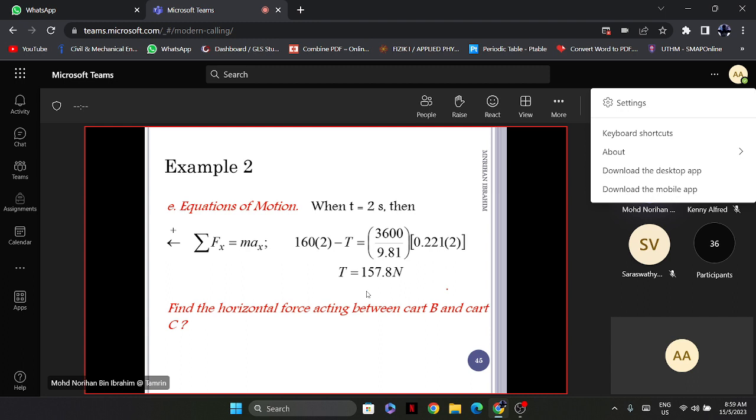Let's say if you want to solve this one, of course you need to draw the free body diagram of cut B, identifying all of the forces which act on cut B, and then apply the same step of applying the equation of motion for cut B. You will get the answer: what is the horizontal force acting between cut B and cut C?